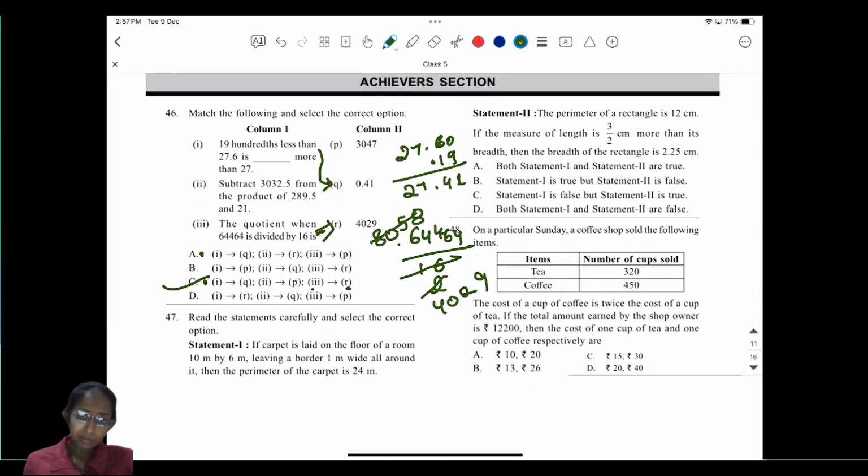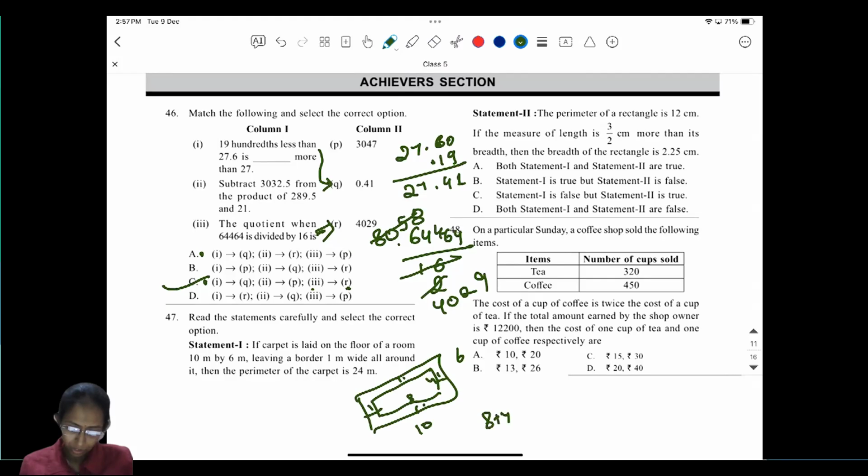Okay. Now next one. Read the statement carefully and select the options. Statement is, if carpet is laid on floor of room 10 meter by 6 meters, leaving the border 1 meter wide all around. This is a floor 10 meter by 6 meter and the carpet is like this, leaving the 1 meter all around. That means length of the carpet is 8 and width of the carpet is 6 minus 2, that is 4. Then the perimeter of the carpet is 24. So 8 plus 4, that is 12 into 2. This is 24, right? This is correct option.